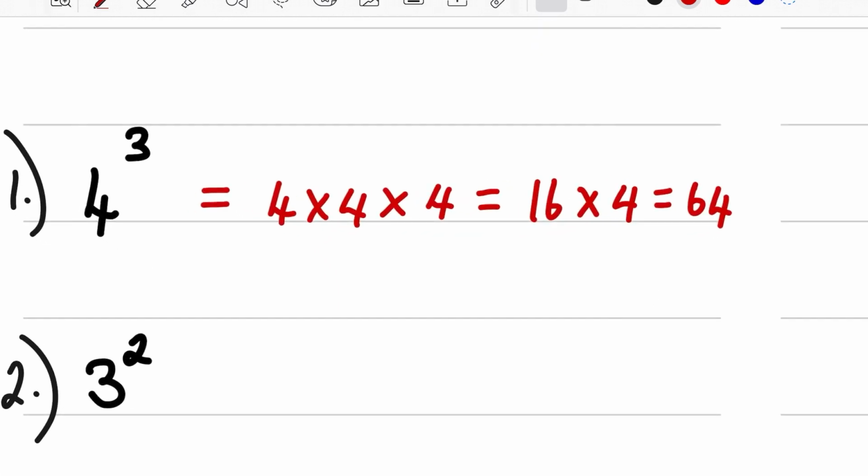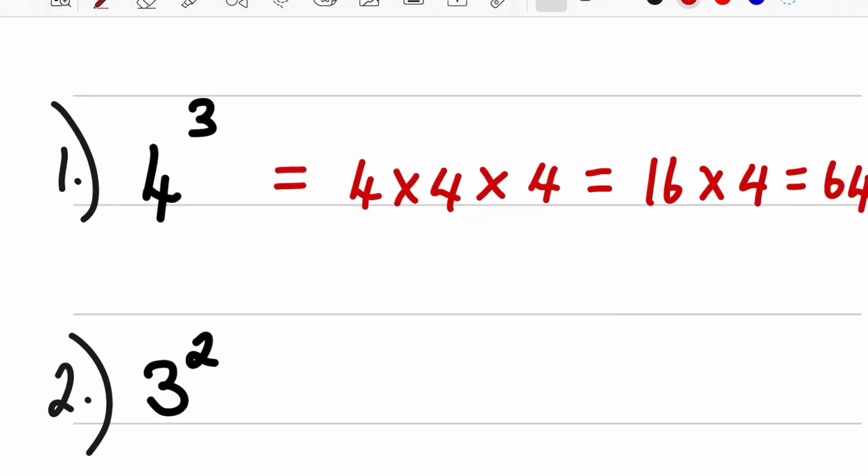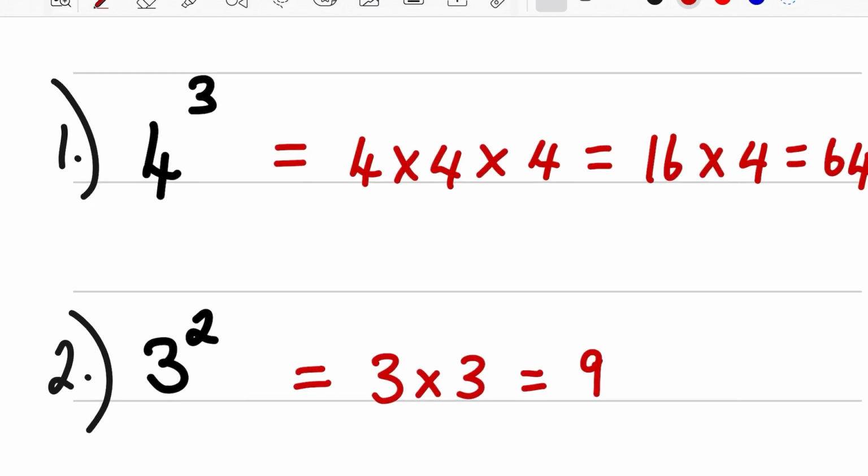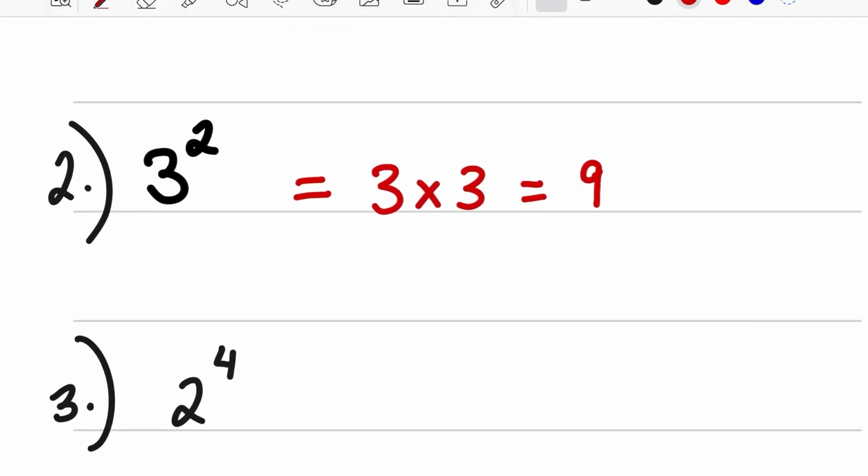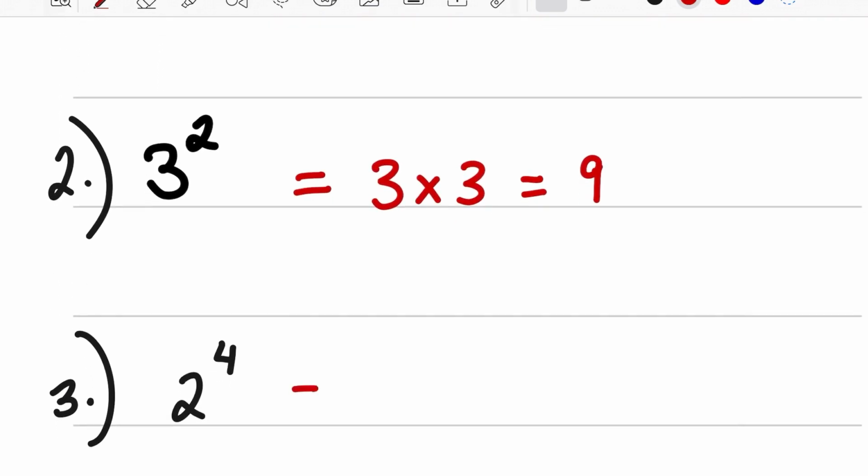For example 2, we have 3 squared, or 3 raised to the power of 2. So this is going to be 3 multiplied by itself. And 3 times 3, again from your times tables, is 9. Next, we have 2 raised to the power of 4. So this is 2 multiplied by itself 4 times. 2 multiplied by 2 multiplied by 2 multiplied by 2.